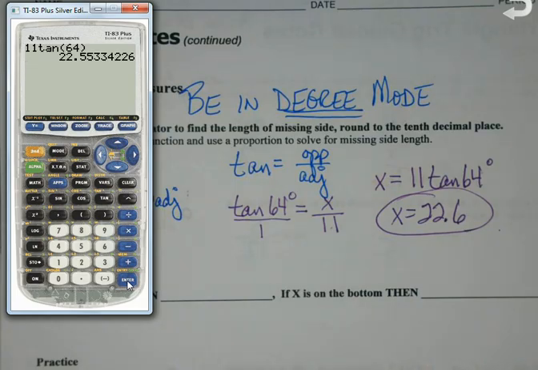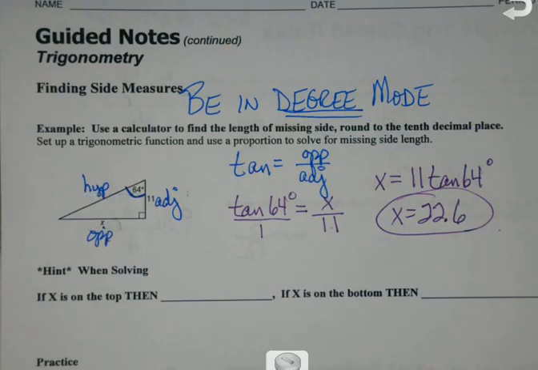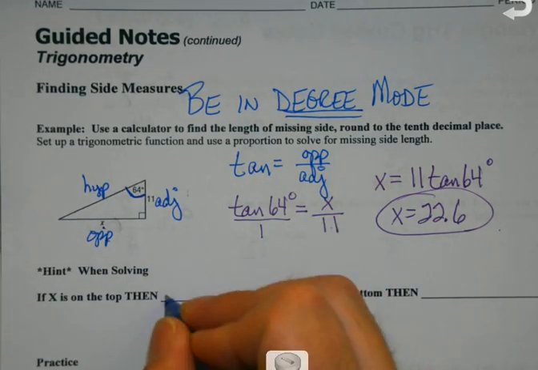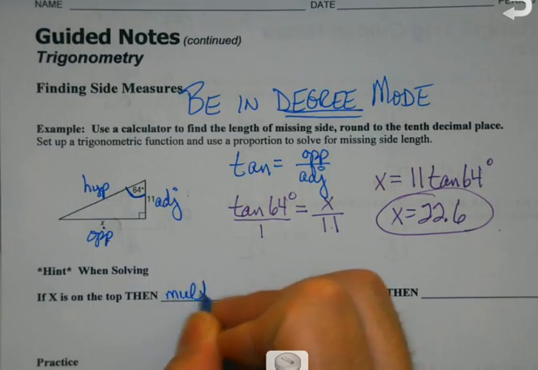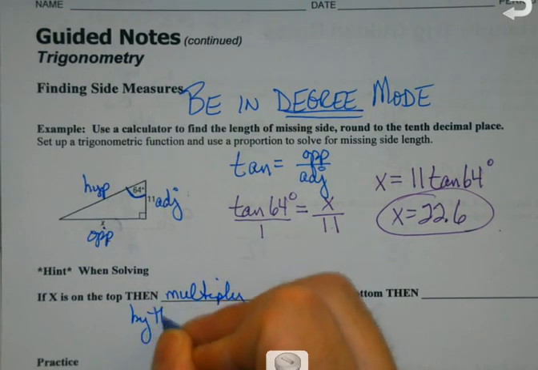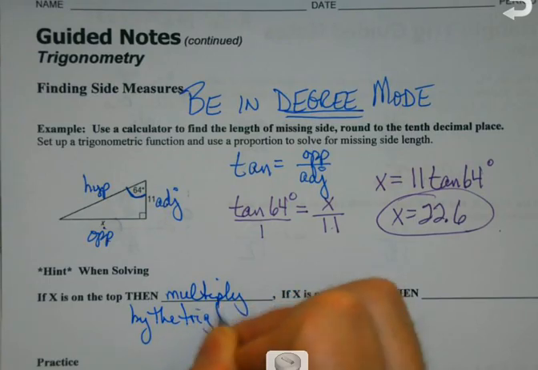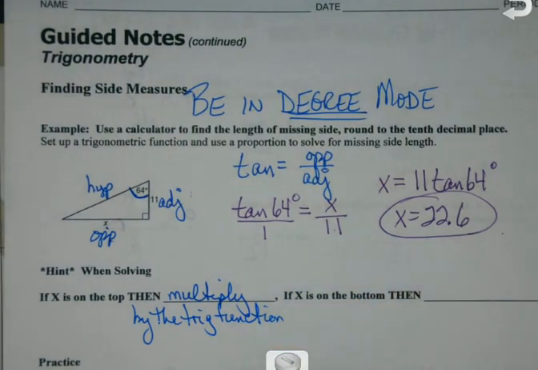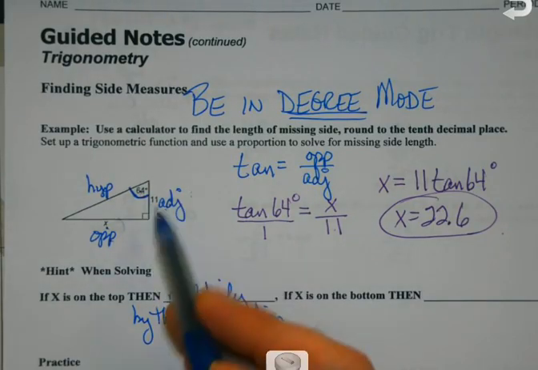Now, I can do the proportion and solve every time. It works. Again, sometimes we've mentioned it before. If you're a creature of habit and you just want to do the same thing, that's fine. But here's the little hint that you can do. If the x is on top, like it is in this one, we're just going to multiply by the trig function. In other words, if x is on top, it's going to be 11 times that, or the side times the angle.